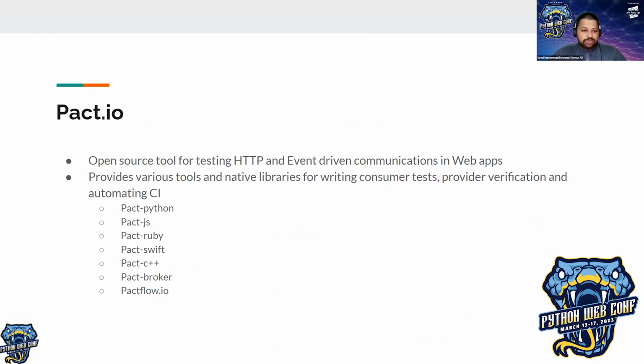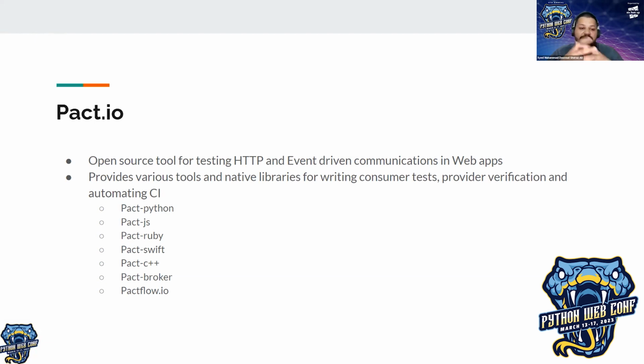And Pact.io is one of the famous tools out there for this purpose. It is an open source tool for testing our HTTP or event-driven communication in web apps. And what's great is that it has a lot of tools and native libraries that essentially help with writing consumer tests, helping with writing our provider verification, and providing the tools and applications that will essentially automate the entire CI flow that we have just discussed.